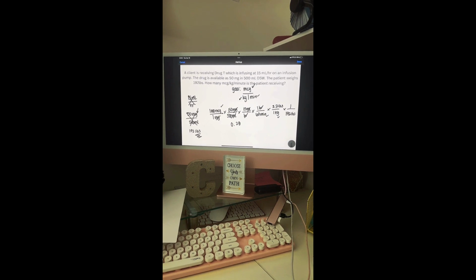Okay. All right. So the answer would be 0.3 micrograms per kilogram per minute.